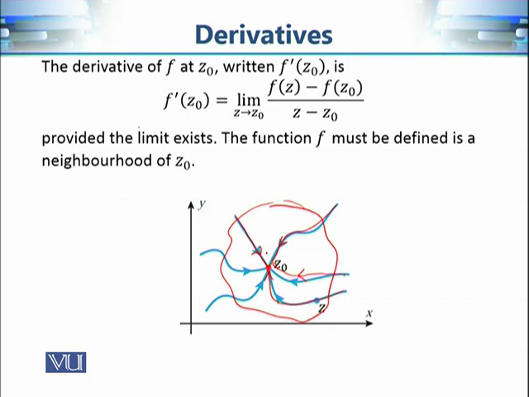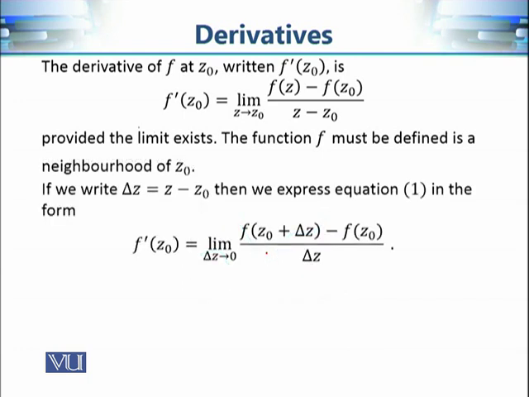And on the same lines as the real case, if we write delta z to be z minus z0, then from here z is equal to z0 plus delta z. So the definition becomes f of z0 plus delta z, and f of z0 remains the same, and z minus z0 is delta z. That's why z minus z0 becomes delta z. So this is another way of defining the derivative.